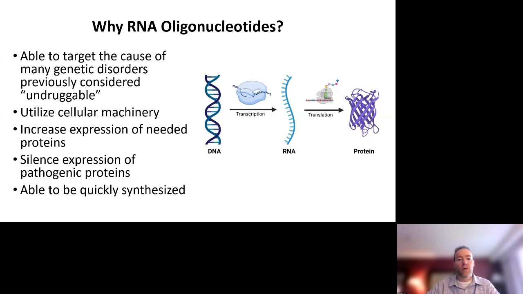More importantly, we are now able to target the cause of many genetic disorders that were previously considered undruggable with small molecules and biologics. And again, these utilize endogenous cellular machinery. And as I mentioned, they can increase expression, an agonist-like effect, if you will, or silence expression of pathogenic proteins for an antagonist-like effect. Now, on the last slide, I showed you both single-stranded antisense and double-stranded siRNAs. Once a chemical moiety has been approved and you understand that, they're able to be quickly synthesized.